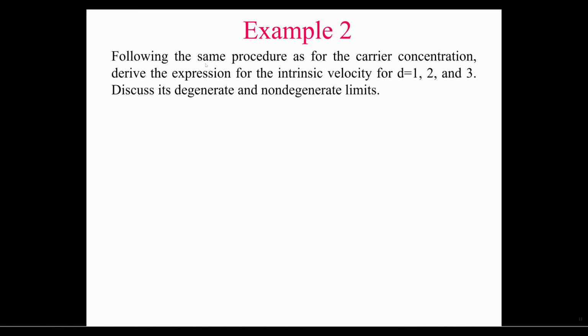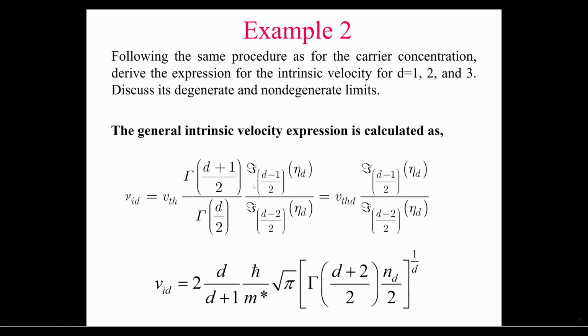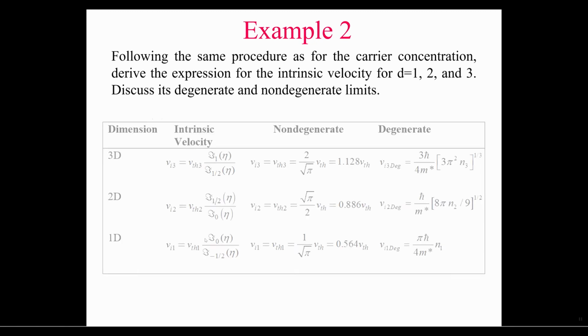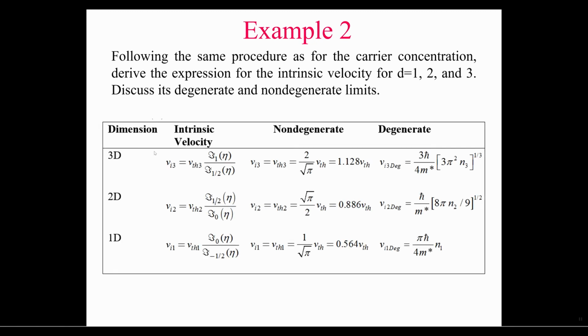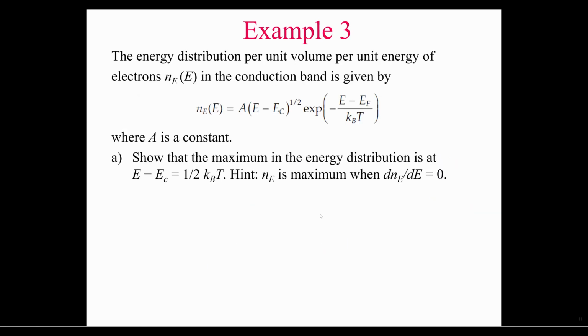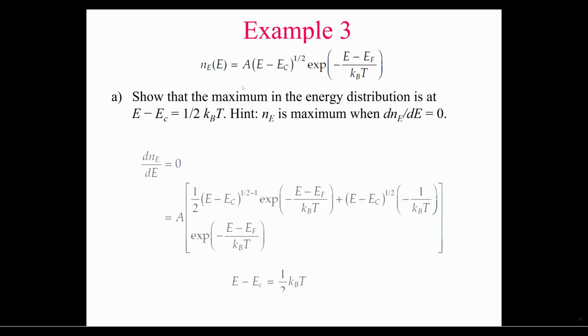Okay, following the same procedure, derive the expression for intrinsic velocity for D123. Okay, the velocity, like I told you, is not coming out, so you don't have to worry about that. This is the answer. The general intrinsic velocity is given by this equation. What we're going to do is degenerate and non-degenerate. We're going to stop at concentration. There will not be velocity. And here, this is energy. Of course, energy is not covered. This is the solution if we were to do energy.